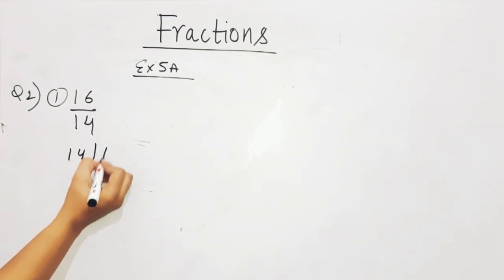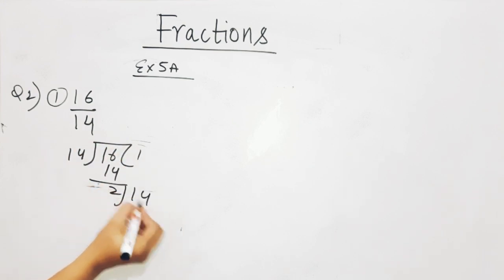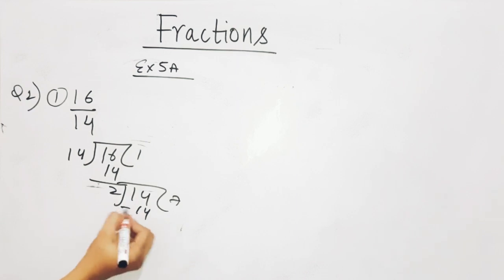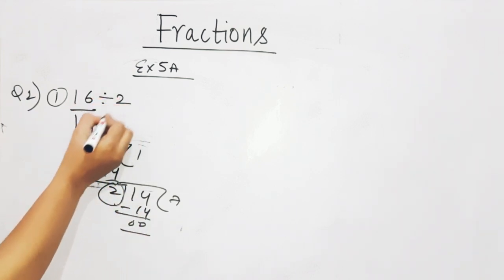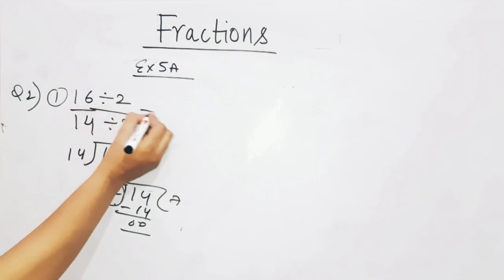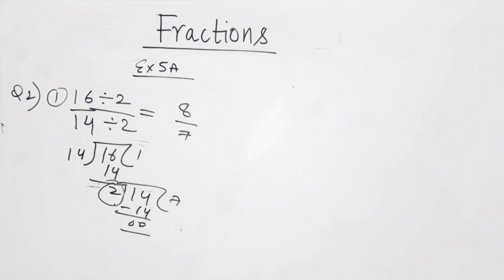As I have told you, you have to take the HCF of 16 and 14. Once you take the HCF of 16 and 14, 14 ones are 14, then 2 sevens are 14. So what is the HCF? HCF is 2. So divide both the numerator and the denominator by 2. So it will be 8 upon 7. Clear students?